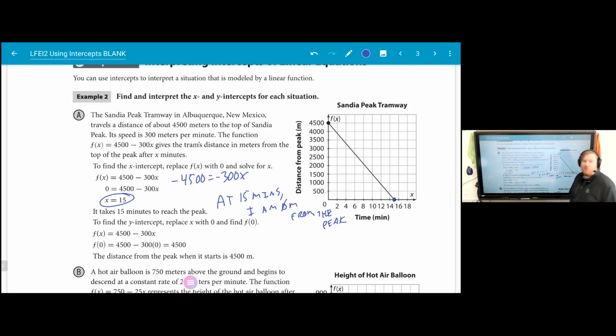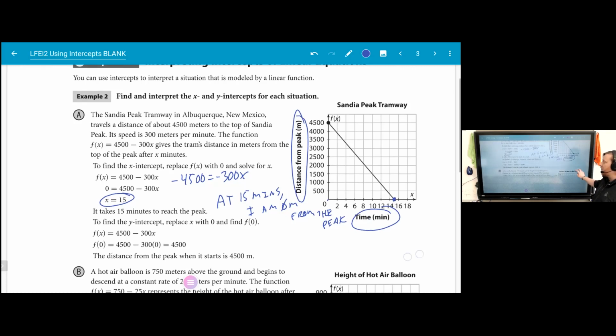Notice how I use the x and y. When x is 15, y is 0. At 15 minutes, I am 0 distance from the peak.